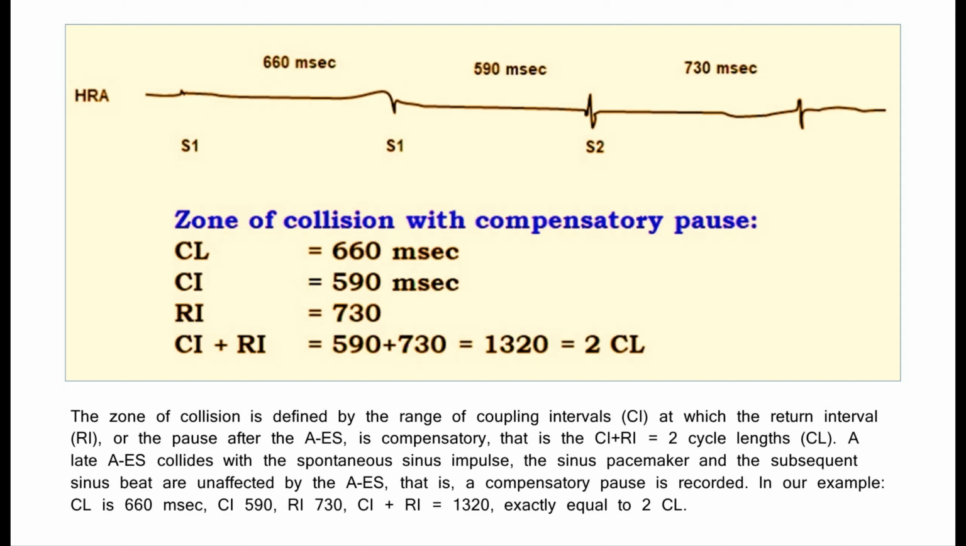A late AES collides with the spontaneous sinus impulse. The sinus pacemaker and the subsequent sinus beat are unaffected by the AES, that is, a compensatory pause is recorded. In our example, CL is 660 millisecond, CI 590, RI 730, CI plus RI equals 1320, exactly equal to 2 CL.